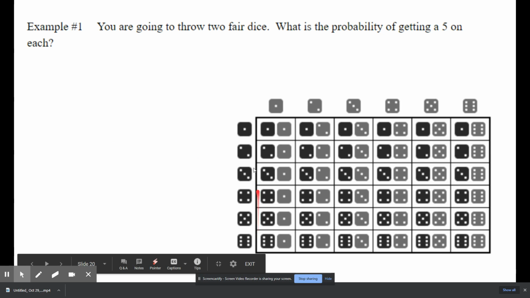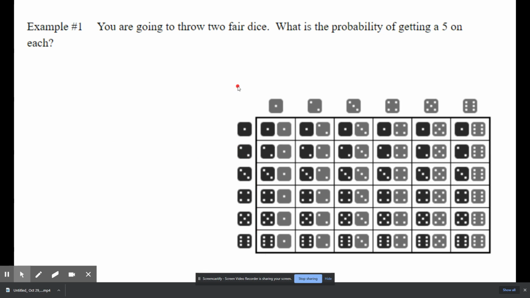On the next slide, you're going to throw two fair dice. What is the probability of getting a 5 on each? So probability of 5 on the first die, probability of 5 on the second die. That would be the probability of 5 times the probability of 5. That's 1/6 times 1/6, or 1/36.